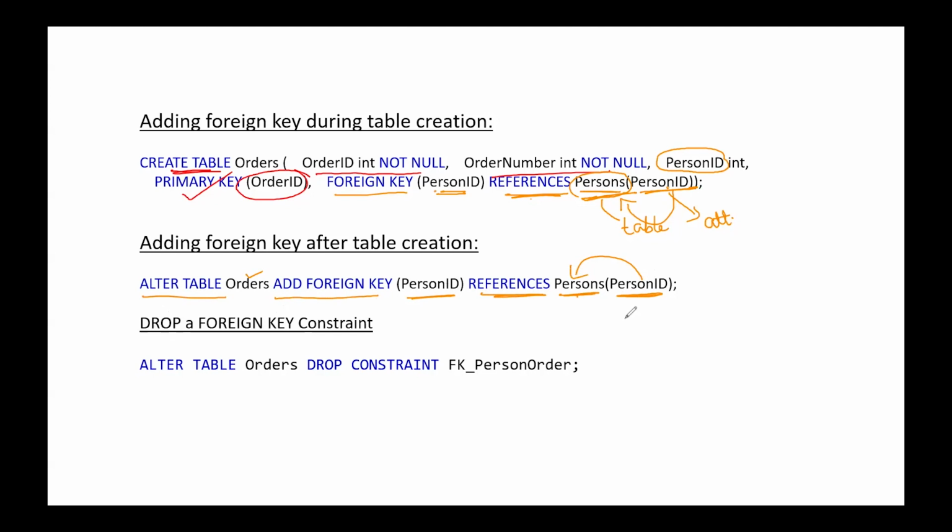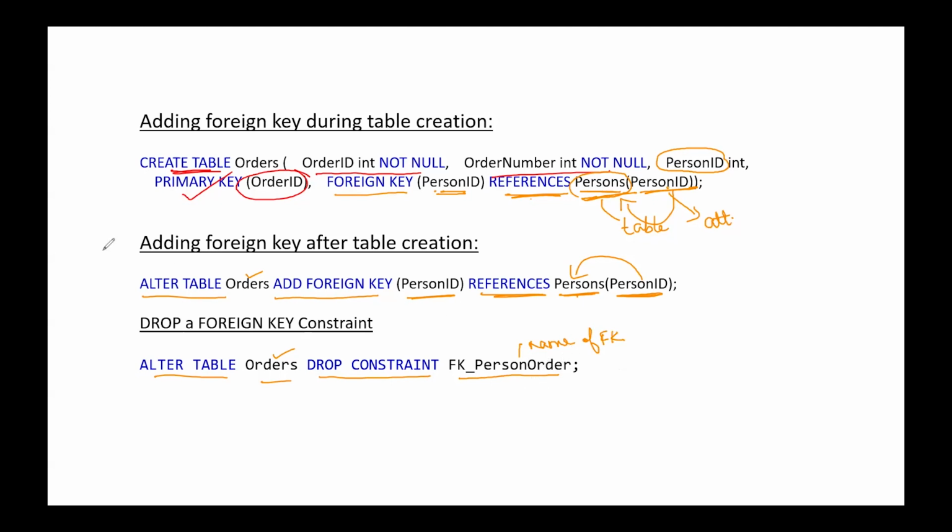Suppose I want to drop a foreign key. That time I will use the command alter table orders, which is the table name, drop constraint fk person order. As you can see here, this is the name of the foreign key. This is important: you should know the name of the foreign key if you want to drop a constraint.